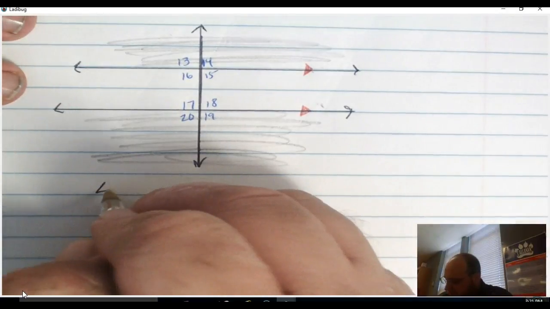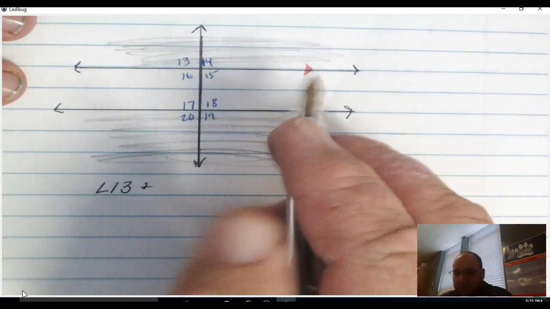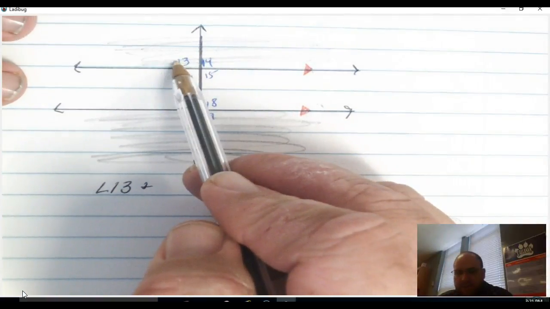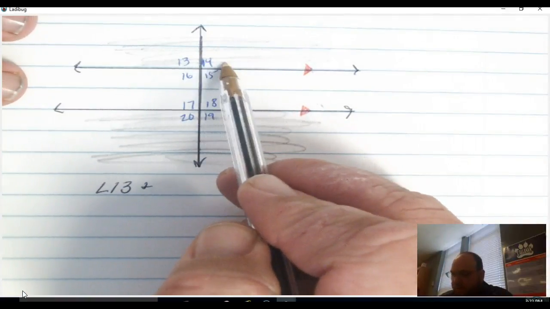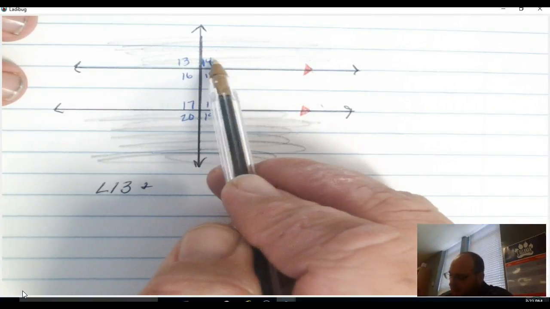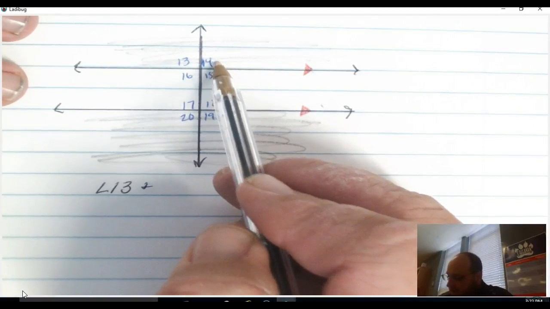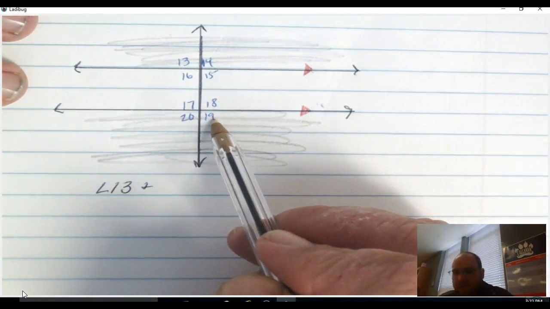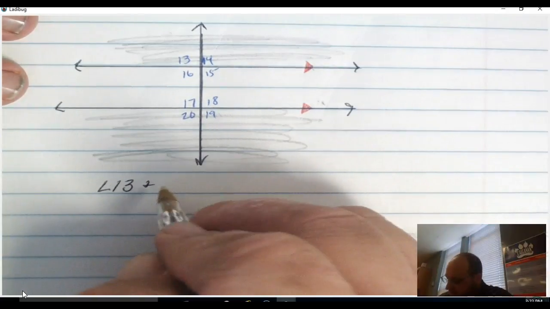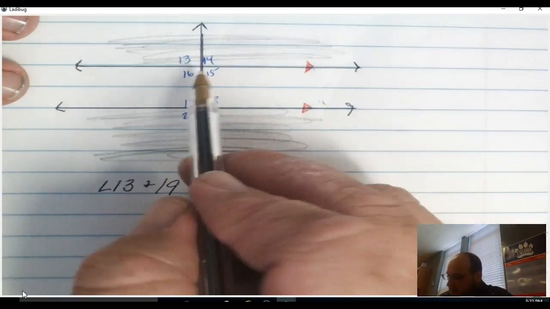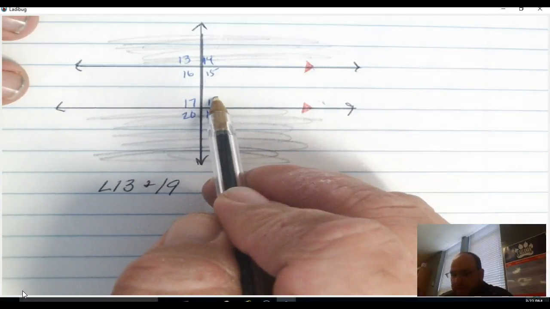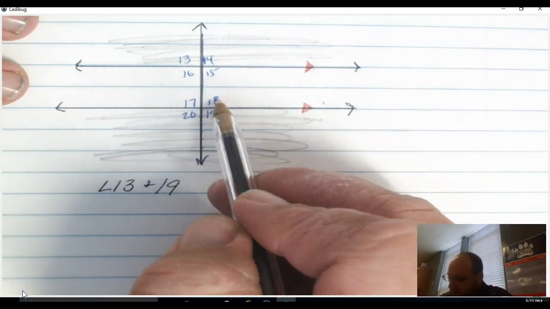So I'm going to look first at angle 13. Angle 13 is on the left side of the transversal line. I know that 14 is adjacent, so it's not that one, even though it's on the other side. I want to be on the other side of the transversal line and not adjacent. So the only other angle that fits that is 19. So 13 and 19. The reason 13 doesn't go with 15 or 18 is because those are interior angles.